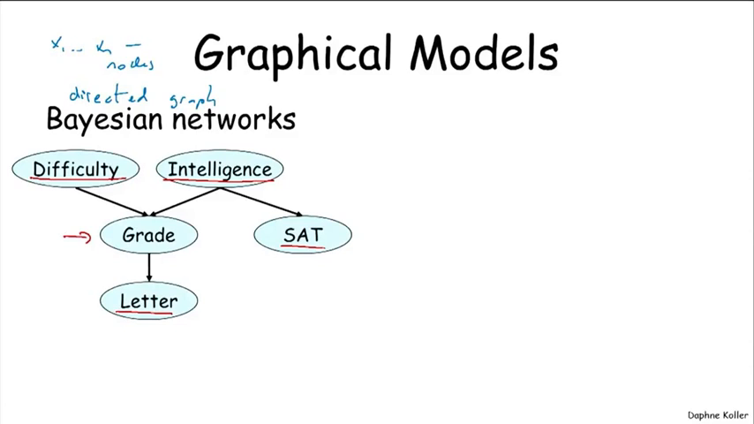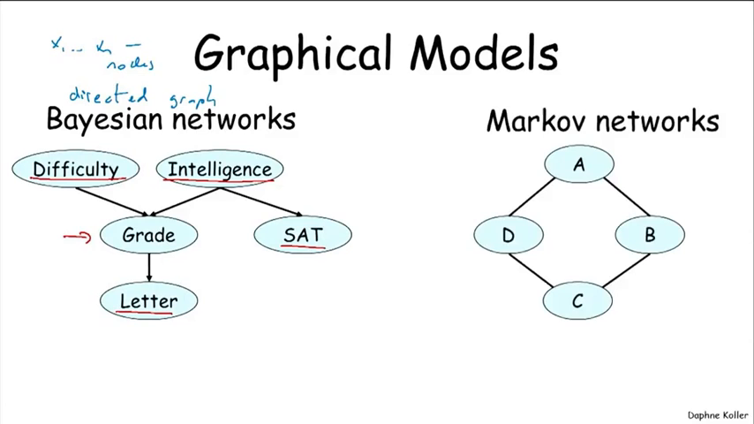And the edges in this graph represent the probabilistic connections between those random variables in a way that is very formal, as we'll define later on. The other main class of probabilistic graphical models is what's called a Markov network, and that uses an undirected graph. In this case, we have an undirected graph over 4 random variables, A, B, C, and D, and we'll give an example of this type of network maybe a little bit later on.